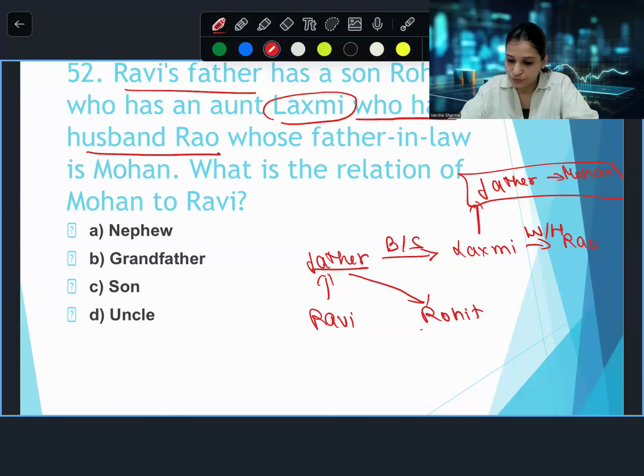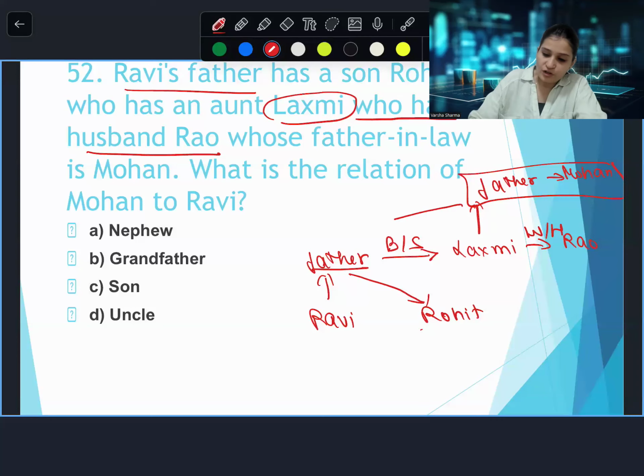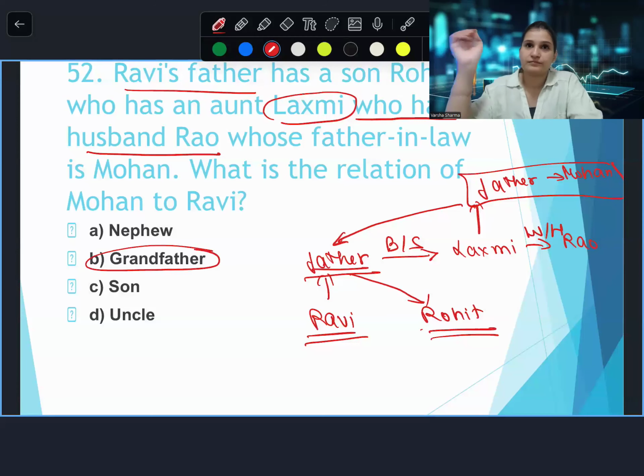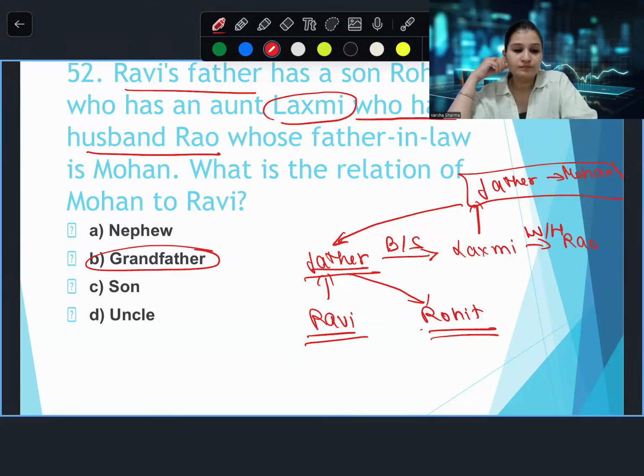Relation of Mohan to Ravi. 3 generations. So grandfather. Not directly. If he is the father of Lakshmi, he will also be the father of this person. And this person has the son Ravi and son Rohit. Sorry, both of them are sons, Ravi and Rohit. So he'll be the grandfather. Yes, ma'am.